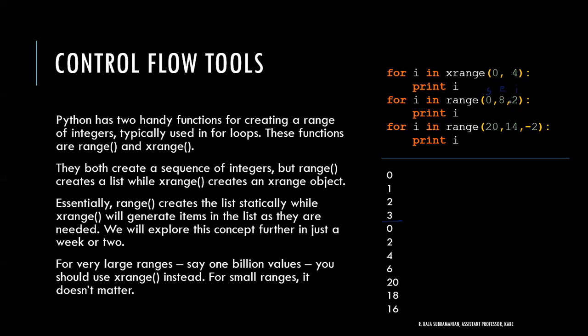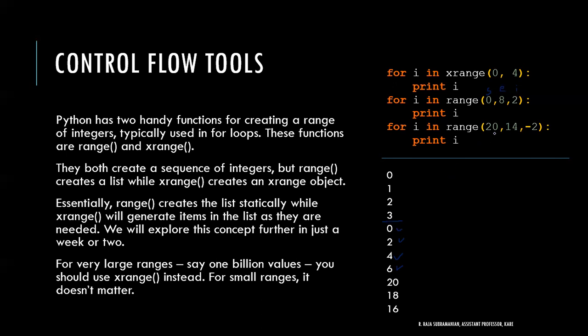Here you have 0, 8, 2. So the increment will be with respect to 2. 0, next plus 2, 2 plus 2, 4 plus 2, 6. And 6 plus 2 will give me 8. I know that the end index should not be taken into consideration. So the end item will not come.